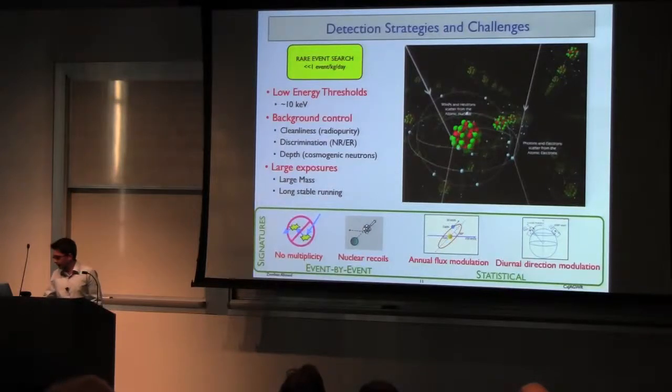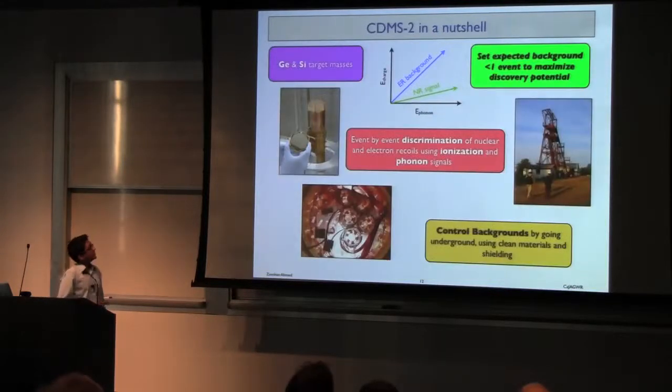Okay, so this is what CDMS is in a nutshell. We use germanium and silicon target masses. We control backgrounds by going deep underground, using clean materials and shielding, and we do event-by-event discrimination for whatever background we have left by utilizing ionization and phonon signals.